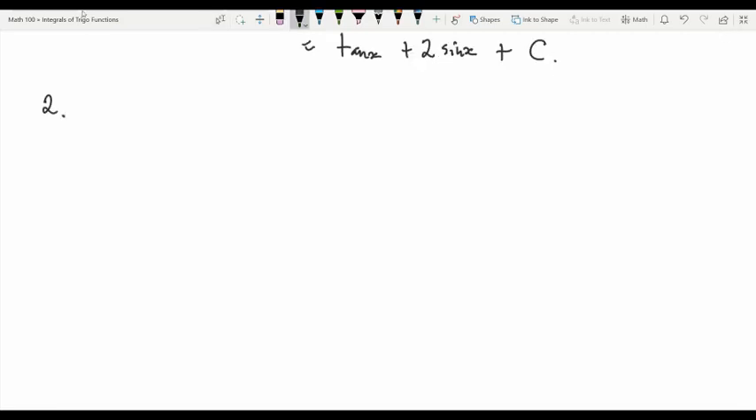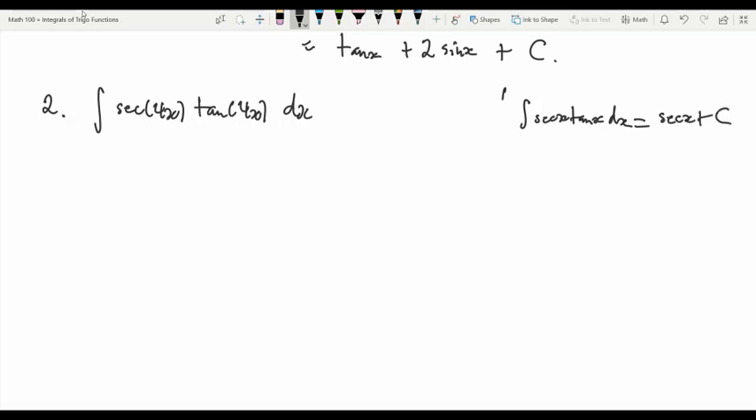Next, let's have example number 2. Here we want the integral of secant 4x times tangent 4x dx. Here we have a product of two functions, but we have an integration formula, say for the integral of secant x tangent x dx. This is secant x plus some constant c. So we have this formula earlier, but we cannot directly apply it here and say produce the integral to be secant of 4x plus some constant c. That is not allowed. What is inside should be just the variable, it should be x only, not 4x.